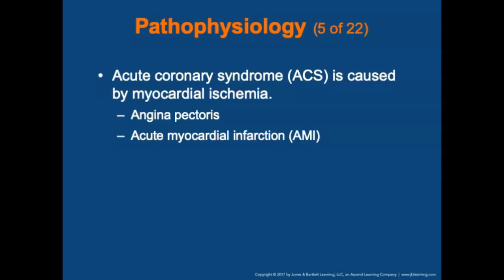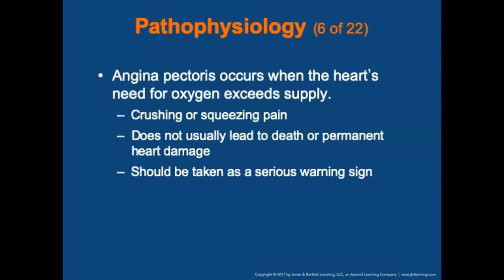Acute coronary syndrome, or ACS, describes a group of symptoms related to myocardial ischemia. This includes temporary myocardial ischemia resulting in angina pectoris, or a more serious condition, an AMI. Angina pectoris occurs when the heart's need for oxygen exceeds the available supply, usually during physical or emotional stress. It can result from a spasm of the artery, but is most often a symptom of atherosclerotic coronary artery disease.